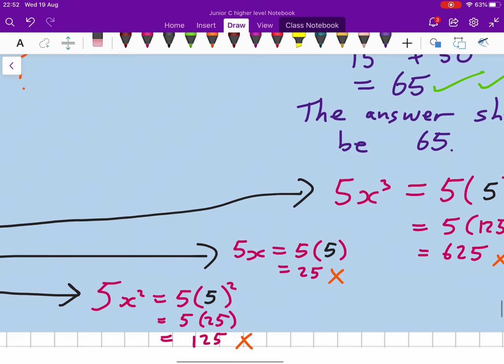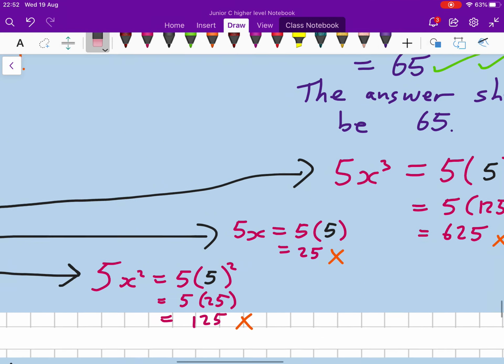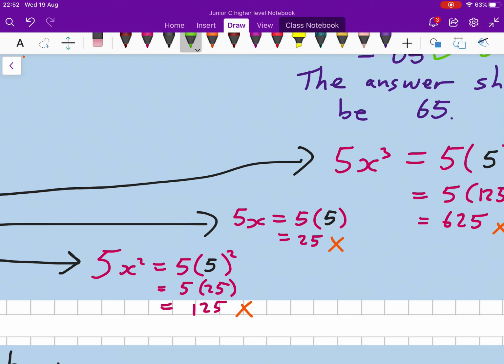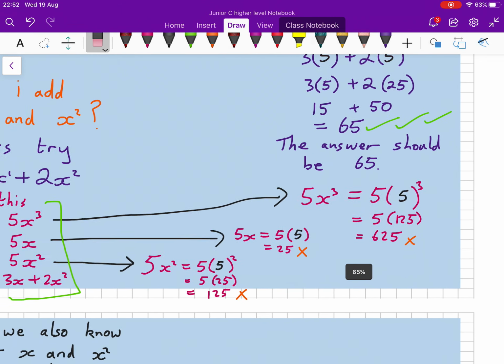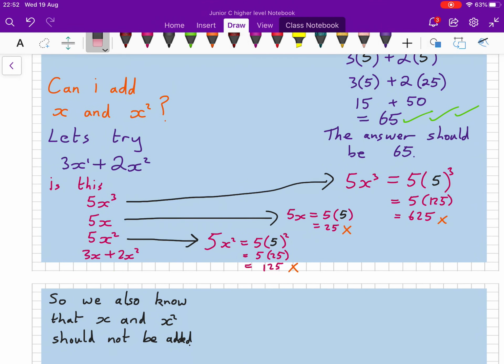The second suggestion was the answer might just be 5x. If x is 5, it's 5 times 5 is 25. We can see that's also wrong. We know the answer should be 65. Similarly to the last one, 5x squared is a suggestion. So x squared would be 5 squared there, the black 5 getting squared. So 5 squared, 5 times 5, is 25. And then we need to multiply by the 5 outside the bracket, giving us 125. So also not right, we know the answer should be 65. So what have we learnt?